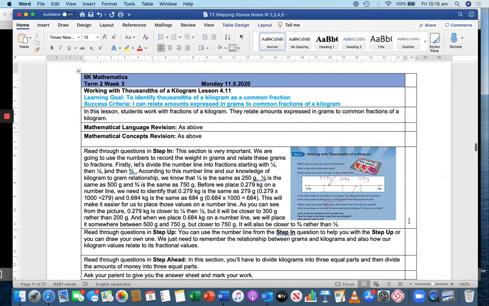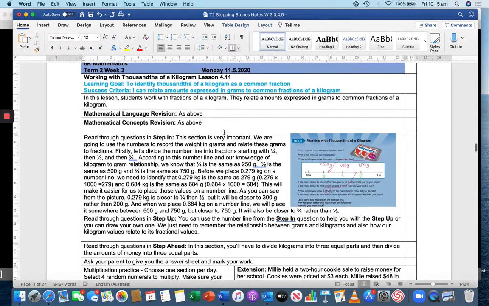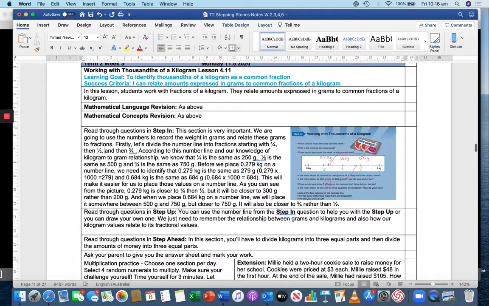If you are 6K, it will be marked as Monday 11th of May. But if you are in a different year 6, your date will be different. But the notes will look similar to these notes.